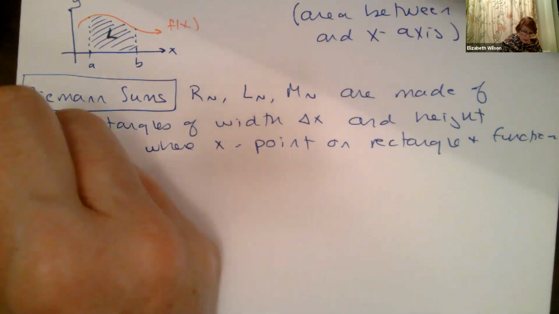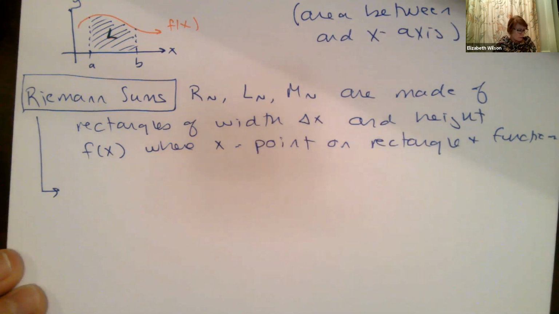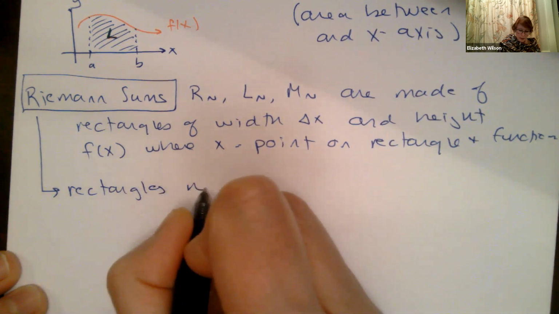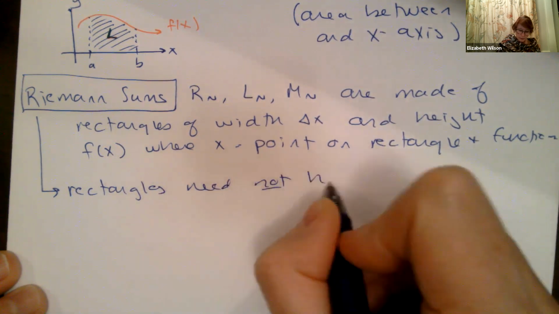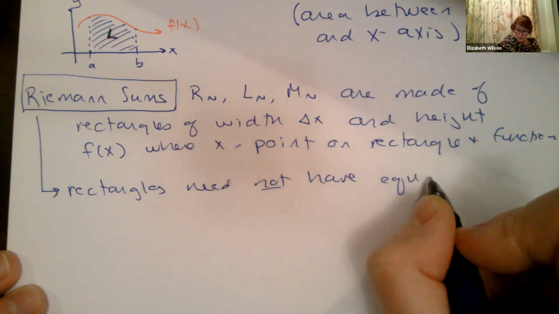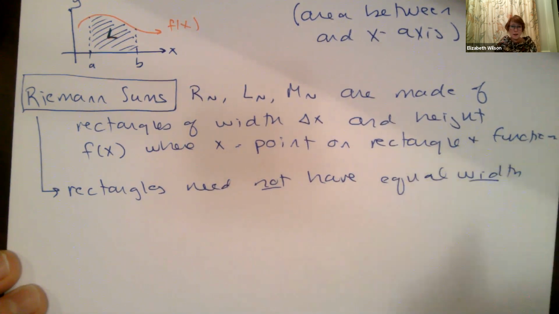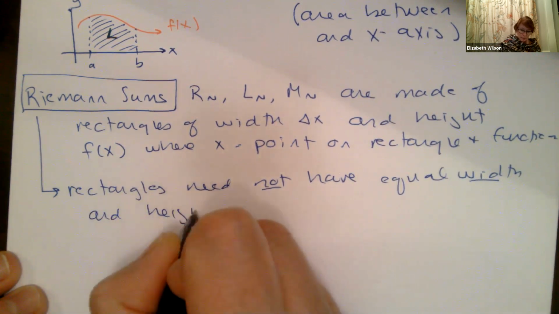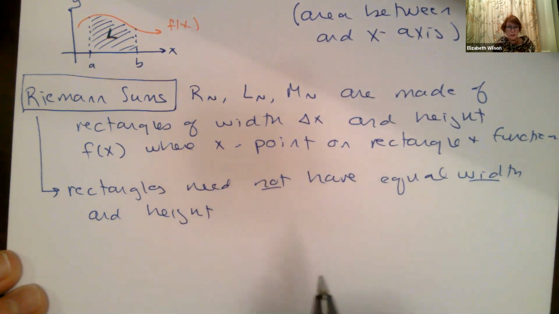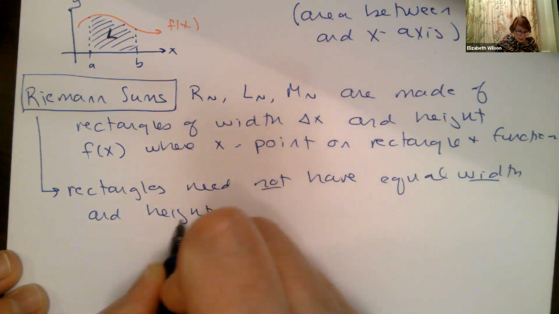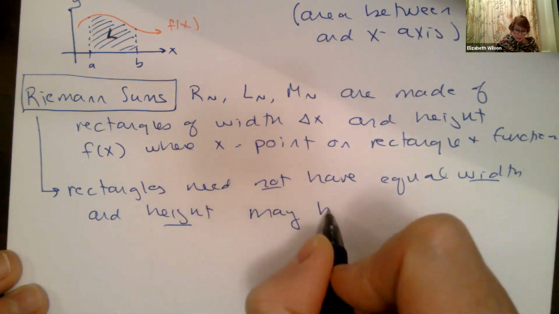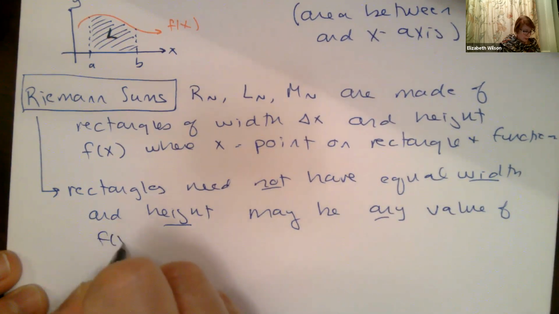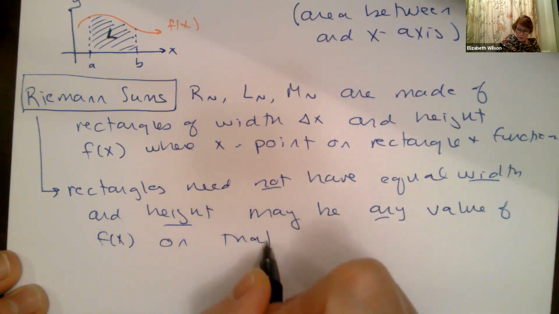Now in a Riemann sum specifically, it's an awful lot like this, except that the rectangles need not have equal width. They don't have to have the same delta x. And the height of the rectangle can be measured at any value within that delta x value. The height may be any value of f of x on that subinterval.